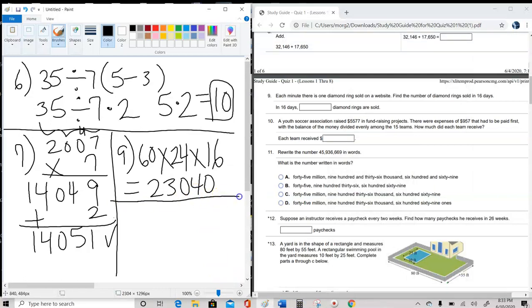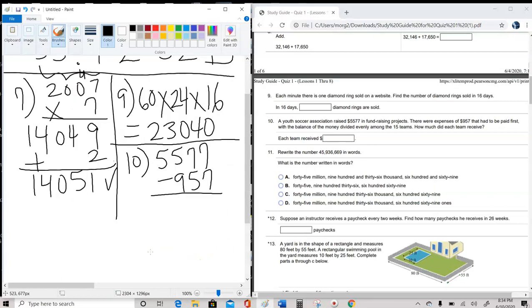Question 10. A youth soccer association raised $5,577 in fundraising projects. There were expenses of $957 that had to be paid first. So let's stop there and set up that part of the problem. So we have 5,577. Expenses means subtract. So we'll subtract 957 from the original total.